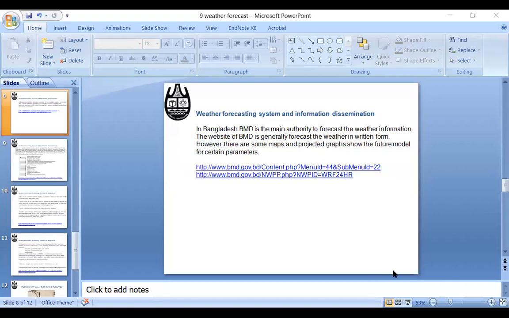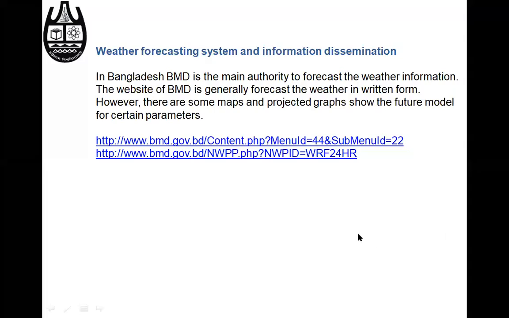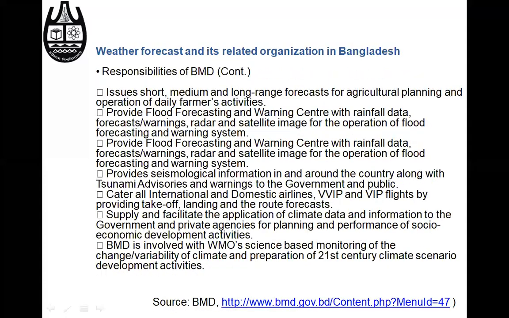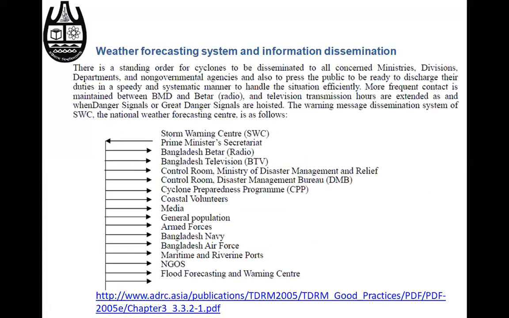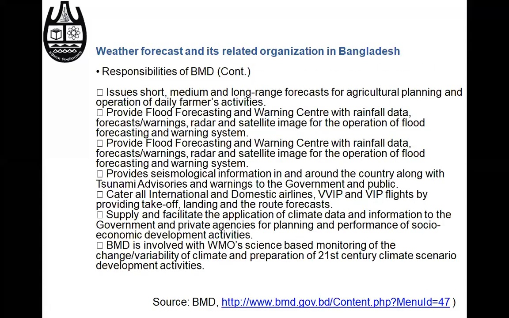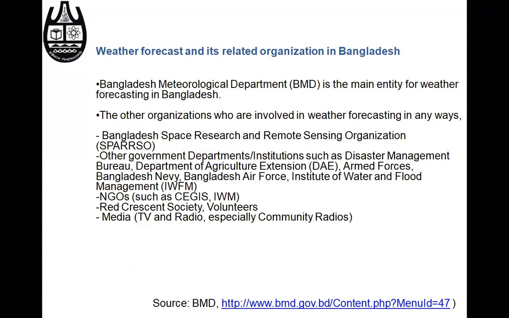Before that, may I ask you, do you have any question regarding the weather forecast system of the BMD? We did not explain how they did that, but can you understand what their responsibilities are and how they disseminate this knowledge to the general mass? Do you have any question regarding this?